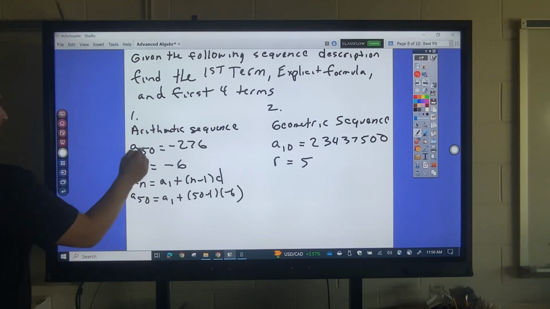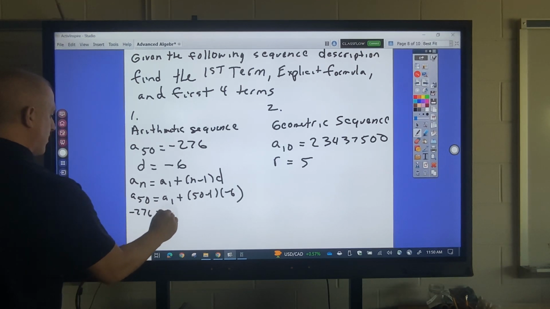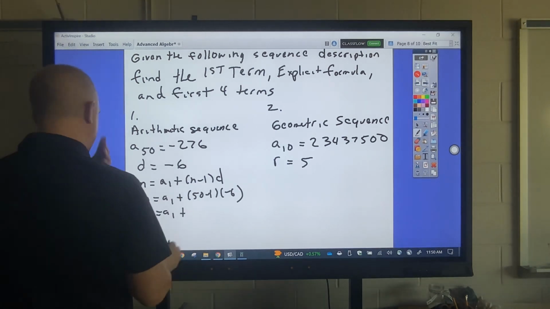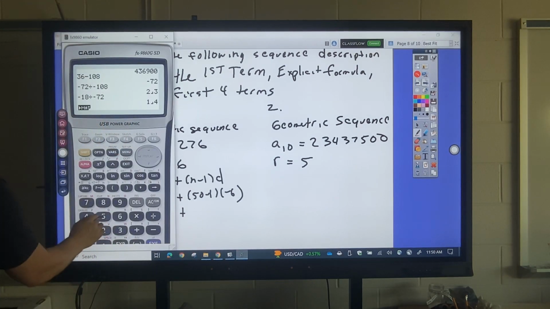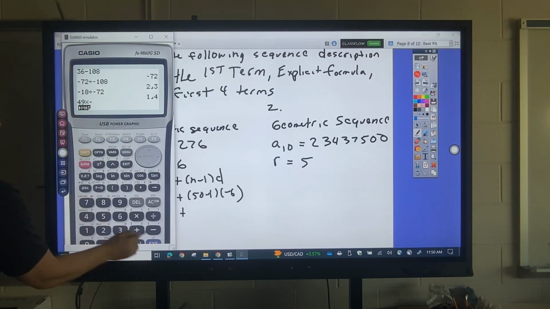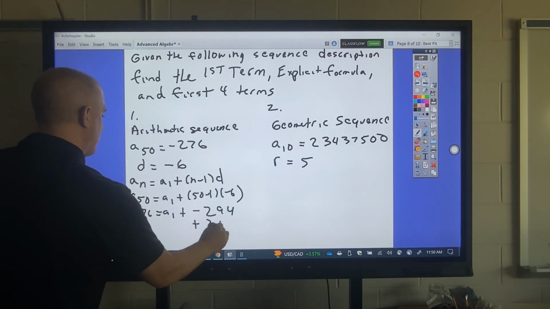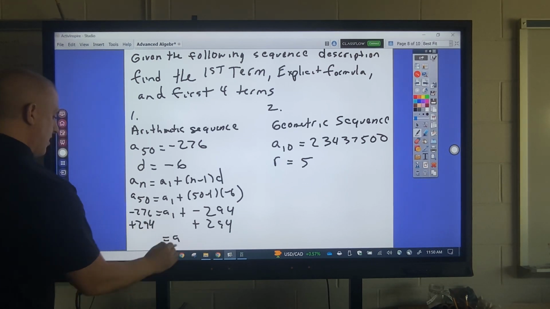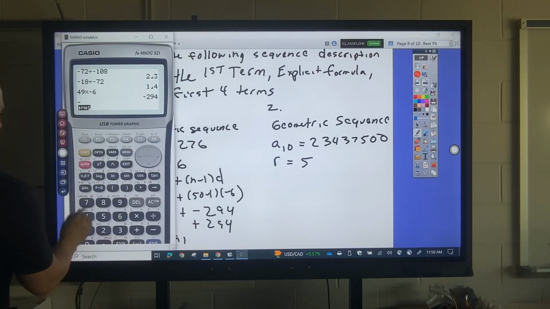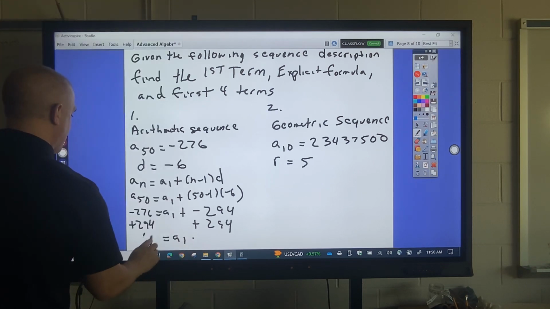I don't know a1, and the common difference is negative 6. So I'm going to put the 50th term in here. 50 minus 1 is 49, times negative 6. So 49 times negative 6 would be negative 294. I would add 294 over to the other side. That would give me a1. So negative 276 plus 294 would give you 18 for the first term.